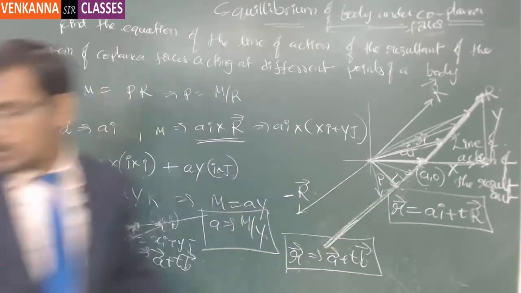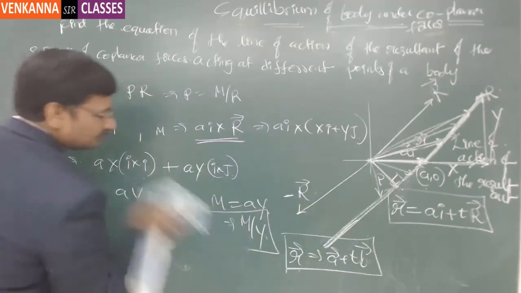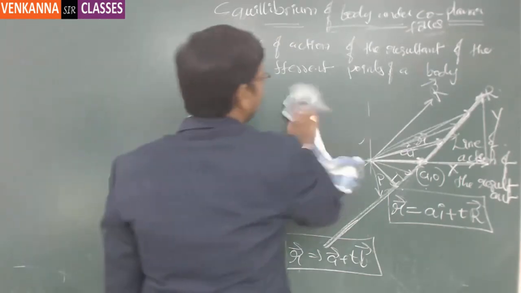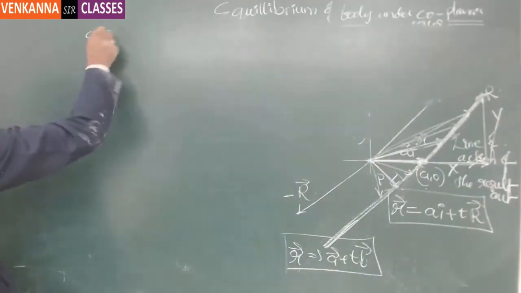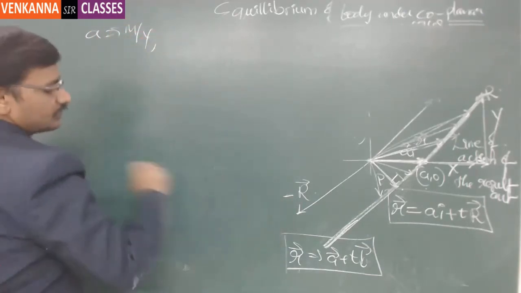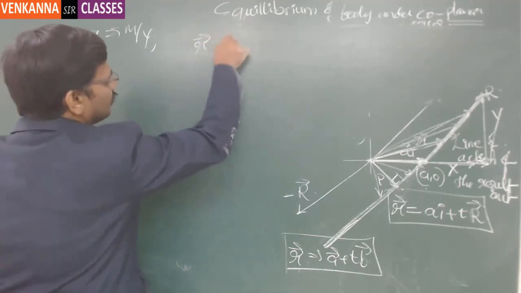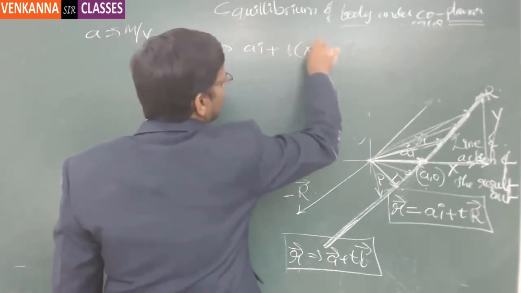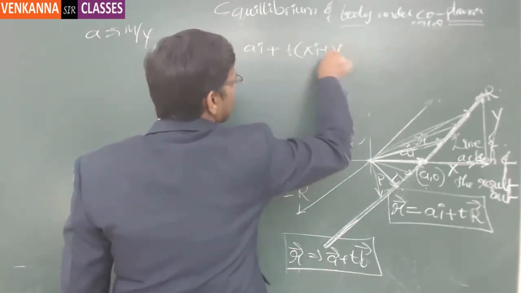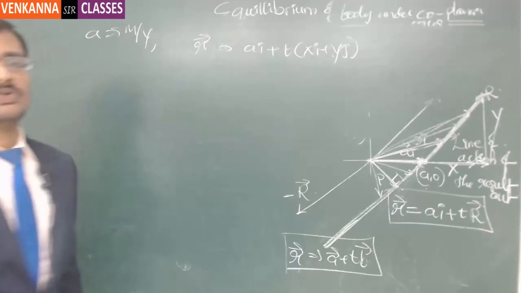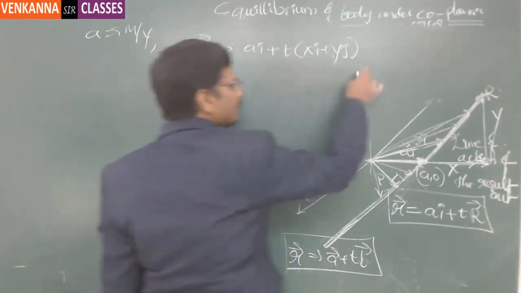I hope you noted this down. Do you have any questions on this? So A is equal to m by Y, which was already proved. Another equation we found is the straight line equation R is equal to ai plus t times of (Xi plus Yj). Capital X is the force component along the x-axis, and capital Y is the force component along the y-axis, and this t is the parameter.